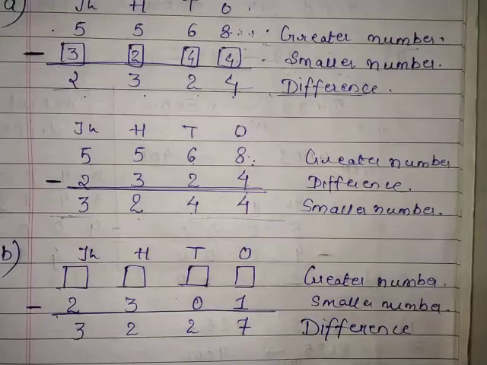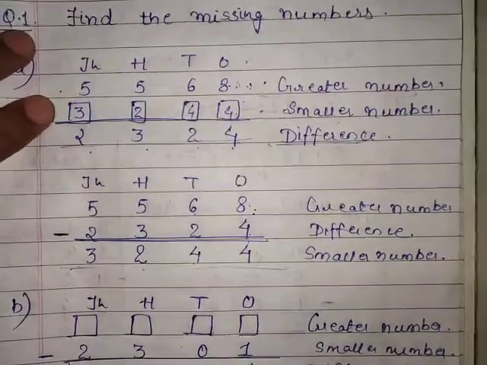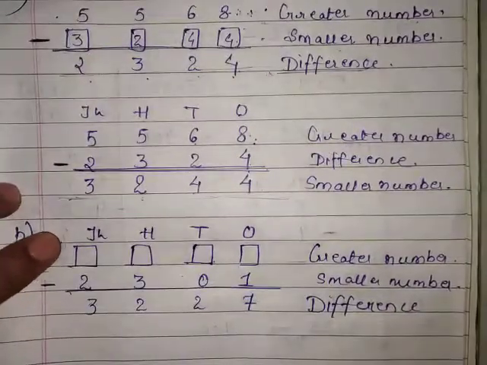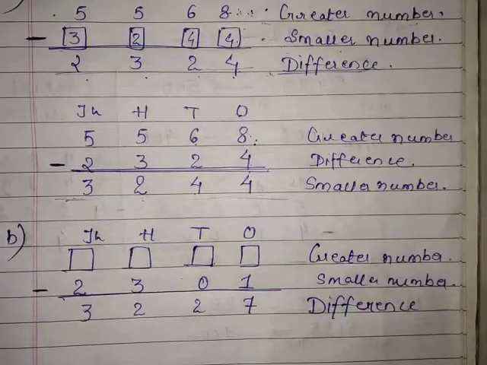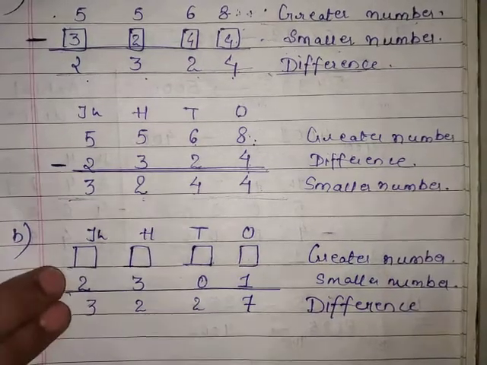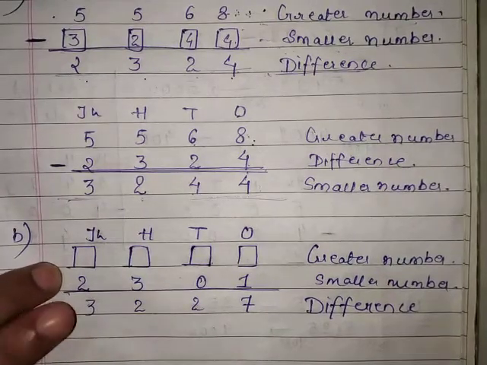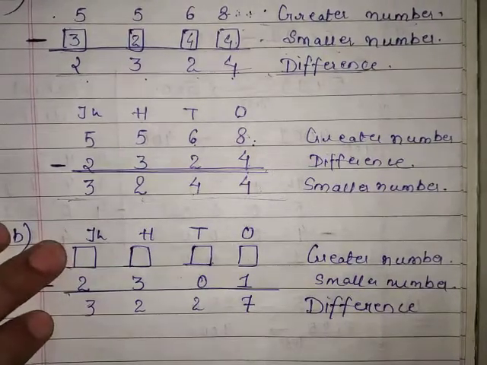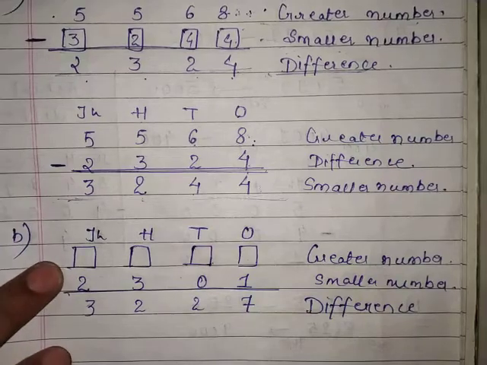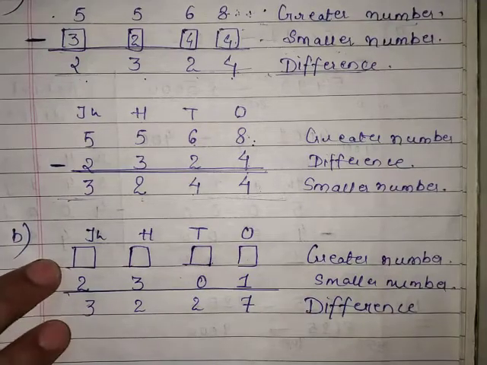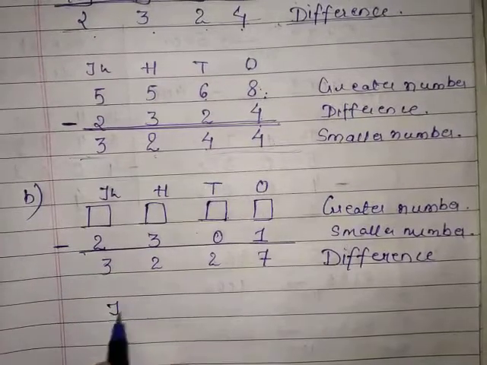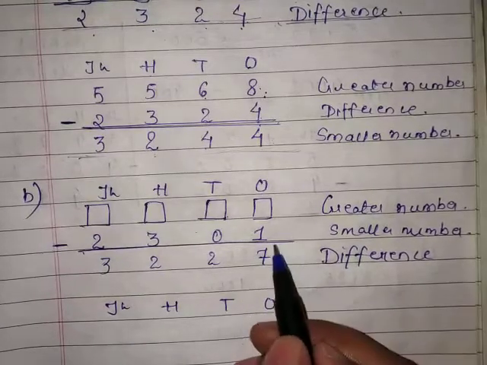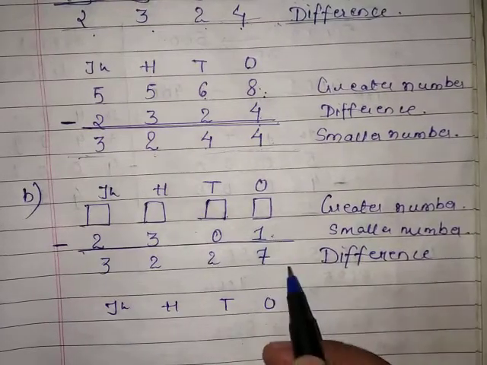So my dear children, you have seen that in some questions we have to find the smaller number, but here we have to find the greater number. To find the greater number, we have to add the smaller number and the difference. Is it clear? So here, before adding, first we have to write the place. Then we have to add the smaller number and the difference.